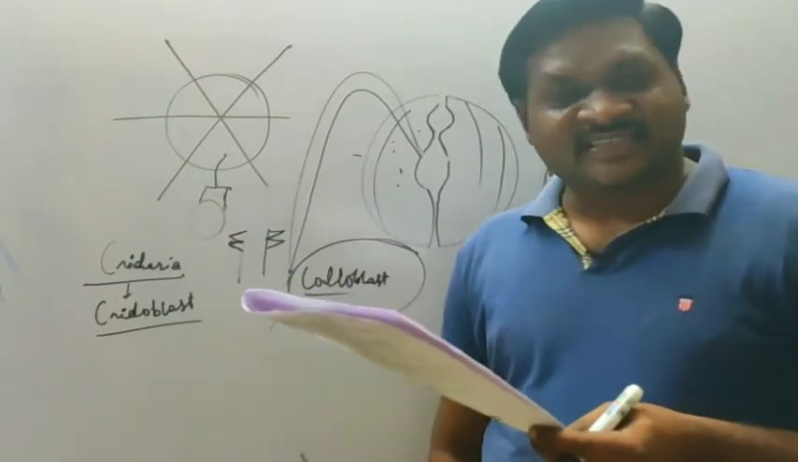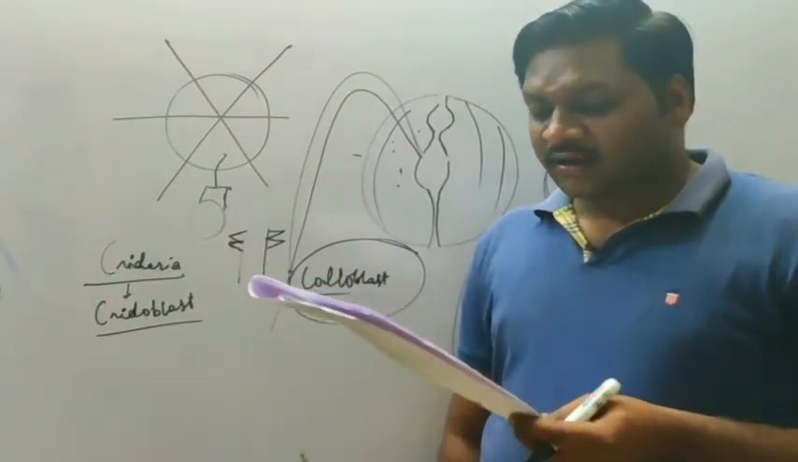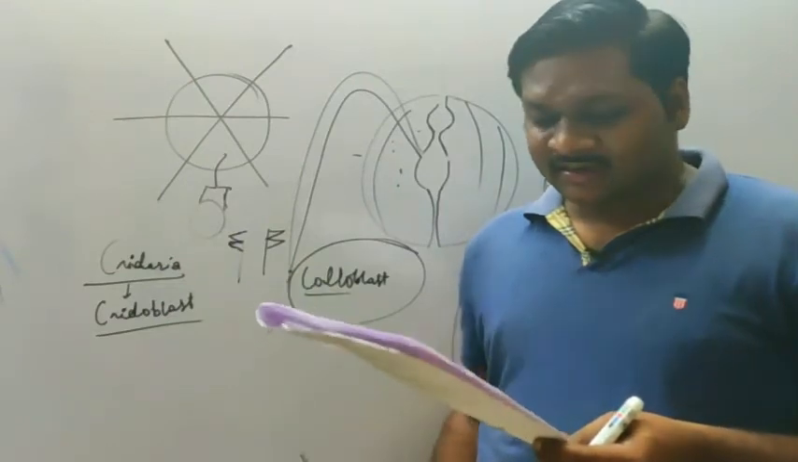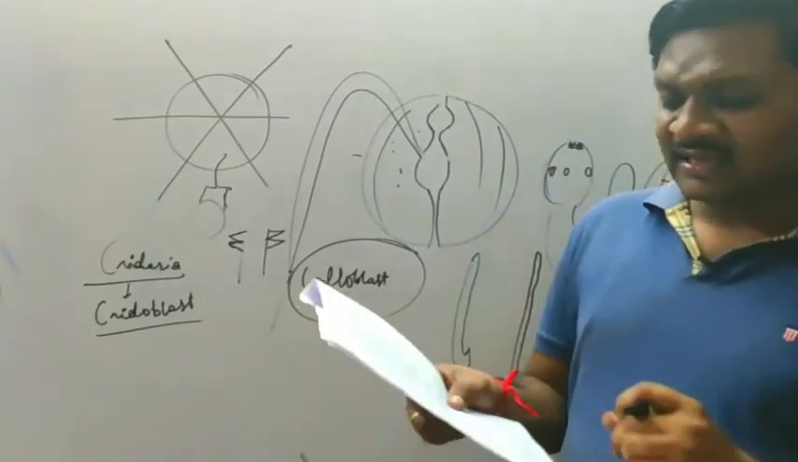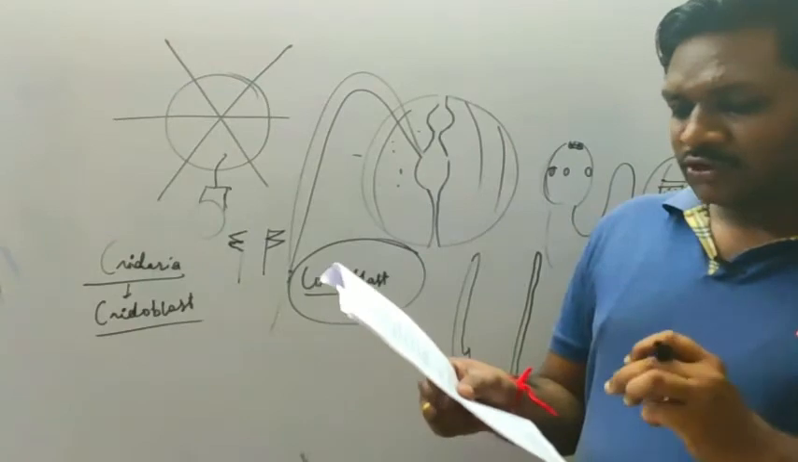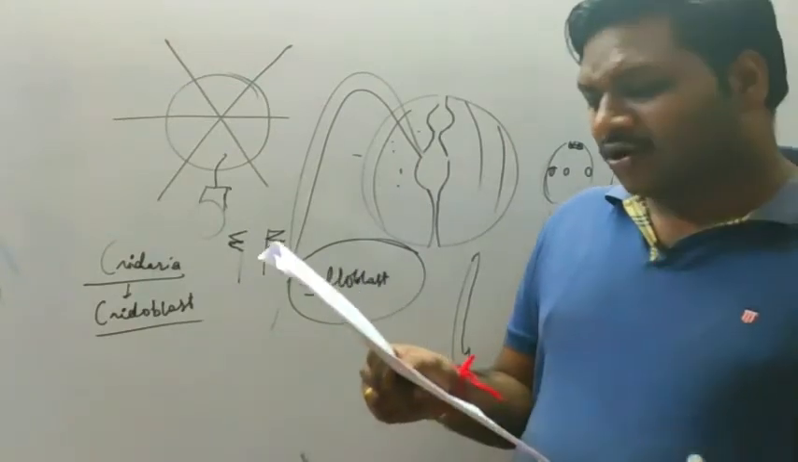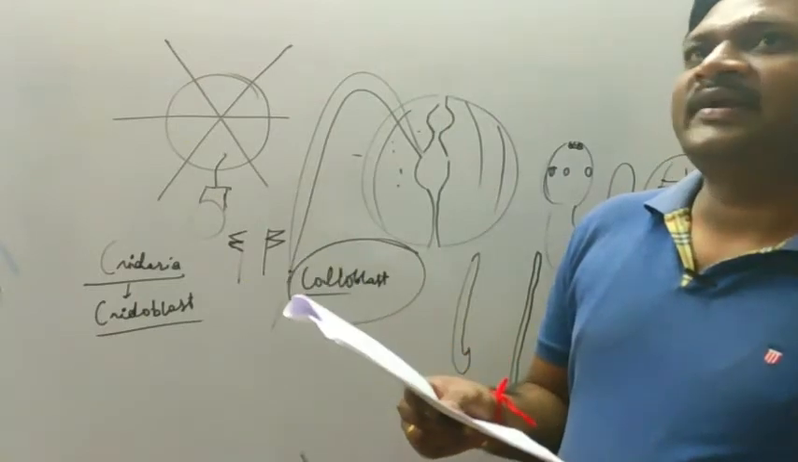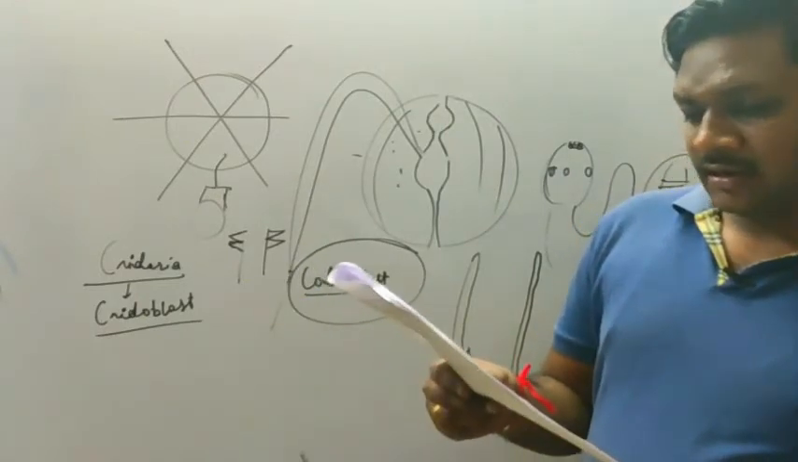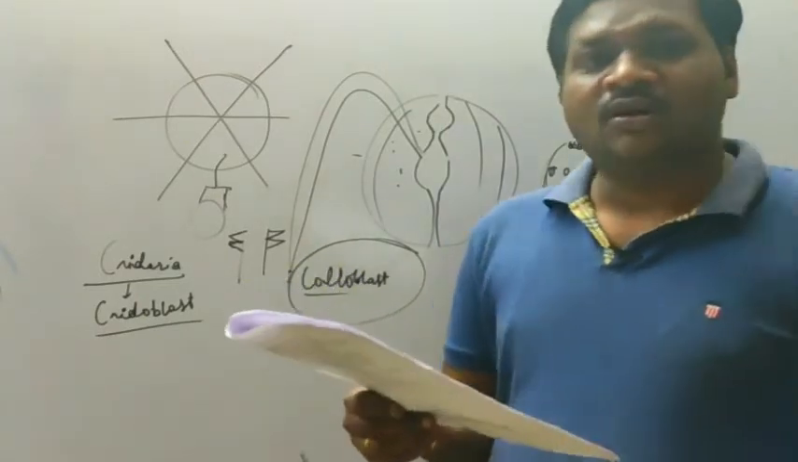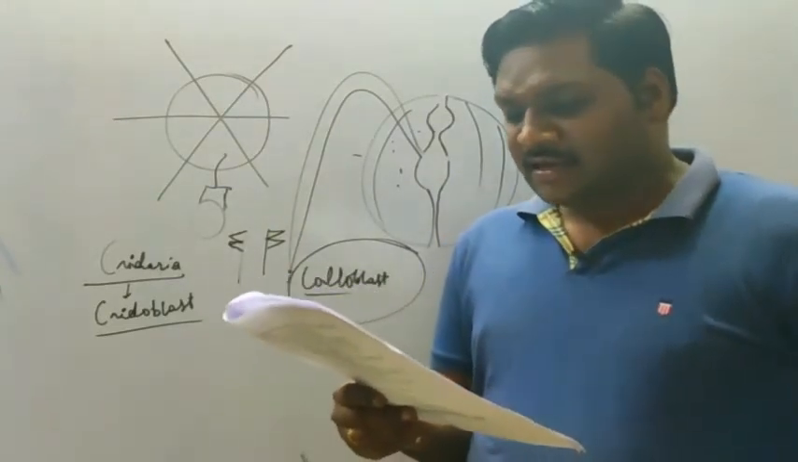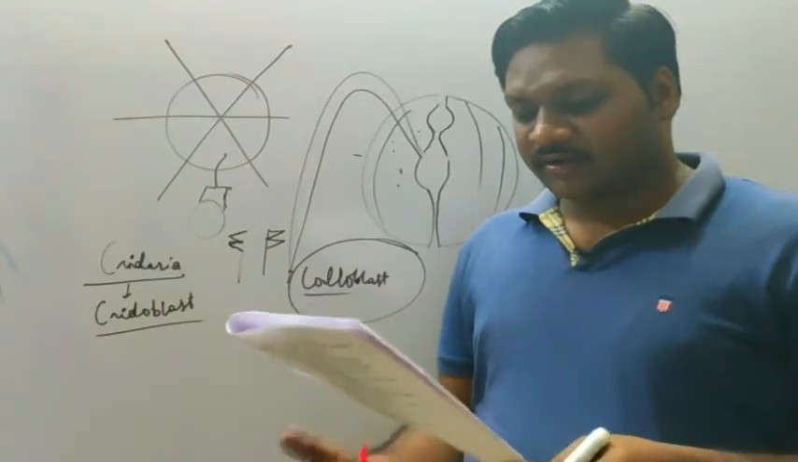Then question number 168. Excretory organ in hemichordates. There is a typographical error, it is supposed to be hemichordate. So in hemichordates, what is the excretory organ? That is called glomerulus, which is also referred to as the proboscis gland, which acts as an excretory organ.